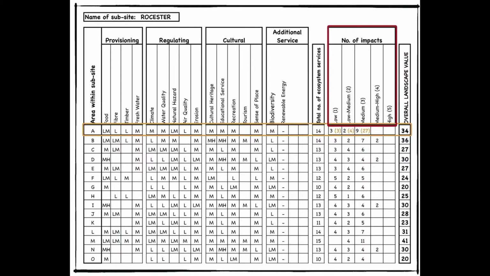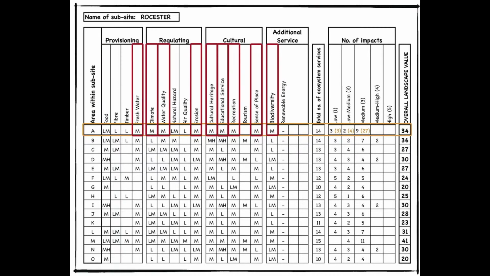So for example, if we look at area A within the Roaster subsite, there are 3 ecosystem services identified with a low impact, these being fibre, timber and air quality. There are 2 ecosystem services with a low to medium impact, these being food and natural hazard regulation, and the rest of the 9 ecosystem services identified have a medium impact. Taking these quantities and multiplying them by the relevant set value, the totals are combined to give the overall landscape value, which for this example is 34.